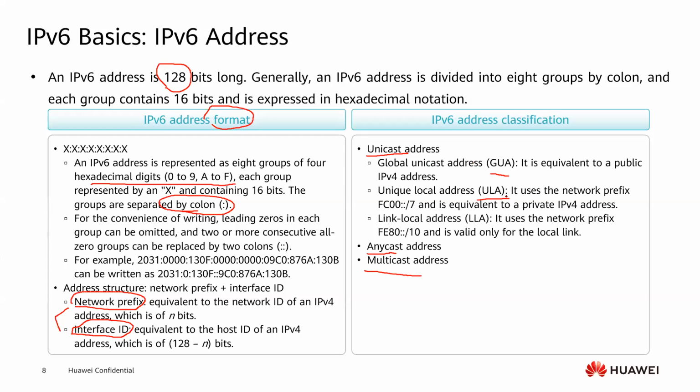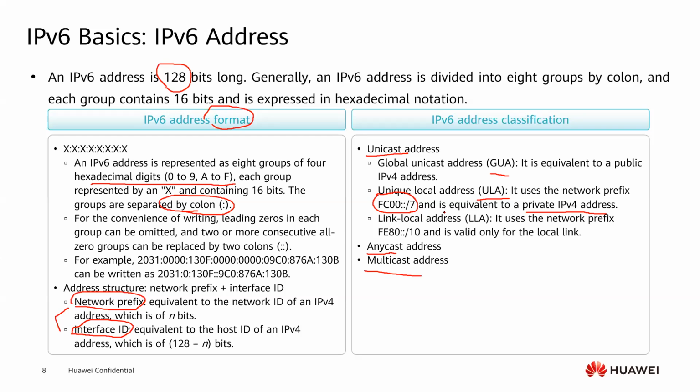And another one is the ULA, the unique local address. It's a private IPv6 address that can be used only within an internal network. This type of address cannot be routed on an IPv6 public network, and therefore cannot be used to directly access public servers. It's just like the private IPv4 address. For this kind of address, the network prefix is FC00 with a length of 7.